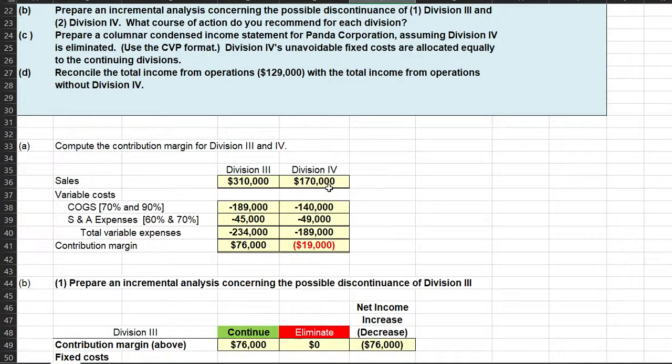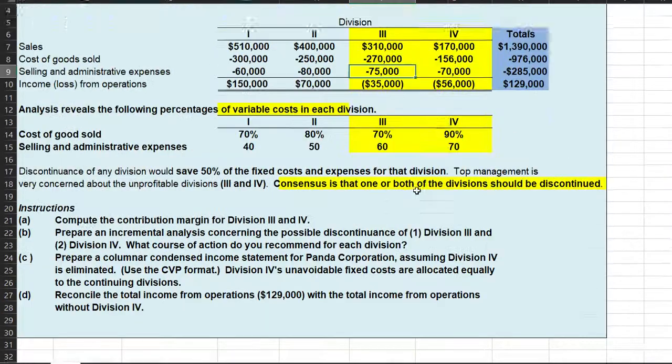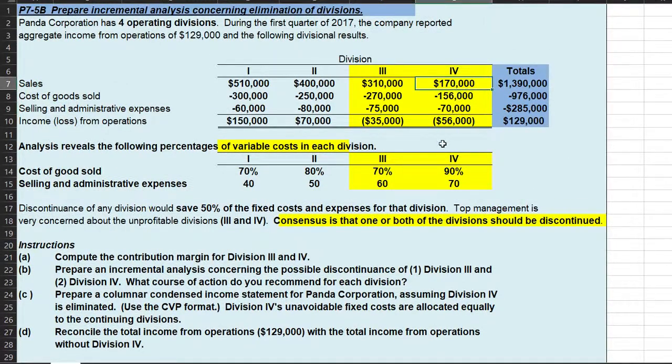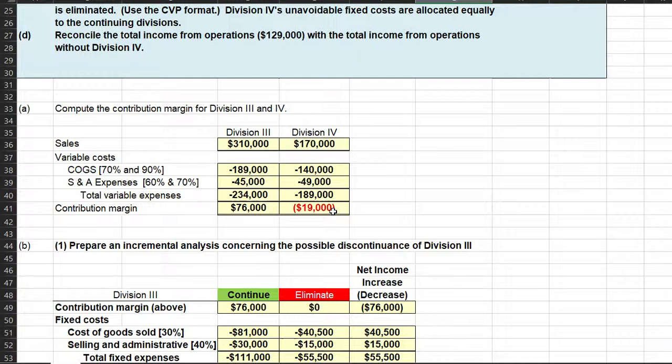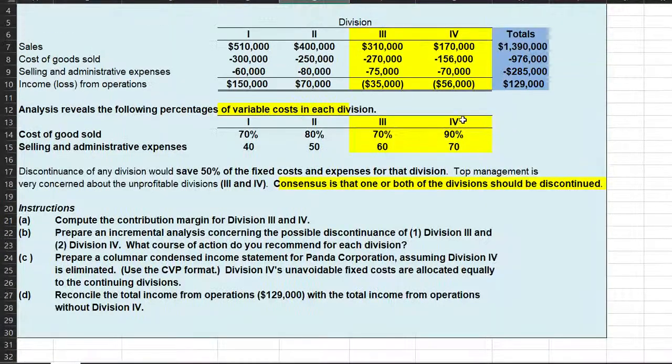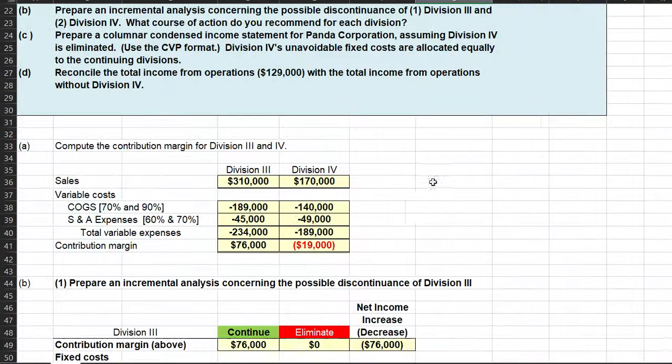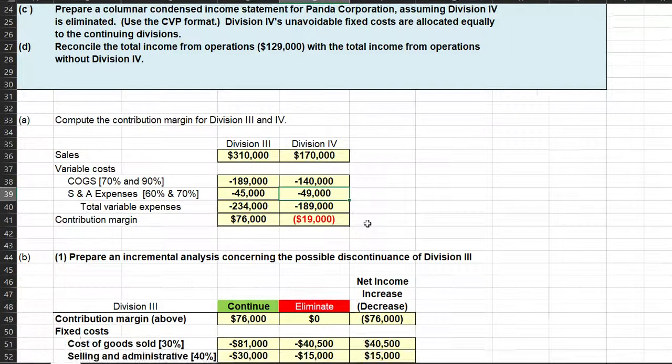Similarly, for Division 4, we take its revenues of $170,000, and then we would take 90% of 156, which would be the cost of goods sold that's variable, and then 70% of the selling and administrative expenses, which would give us the variable portion for that. So you can see here $140,000, which is 90% of 156, and then 70% of 70,000 is 49,000.